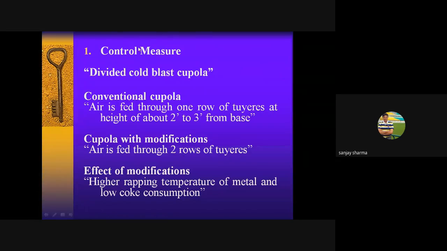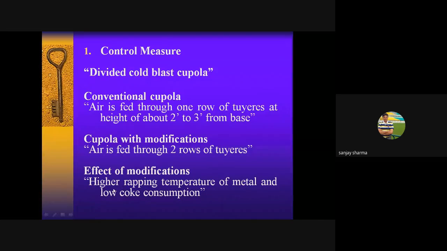The control measures were divided, like the cold blast cupola. In the conventional cupola, air is fed through one row of tuyeres at a height of about 2 feet from the base. In the modified cupola system, air is fed through 2 rows of tuyeres. Because of this simple technique, instead of having 1 row, you have 2 rows.